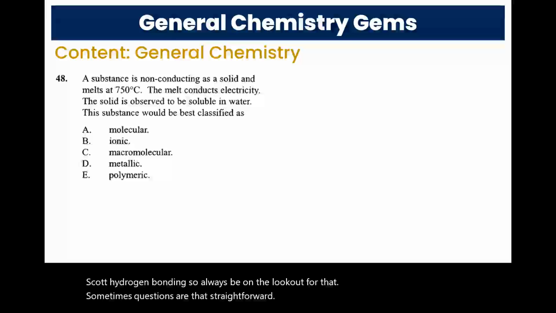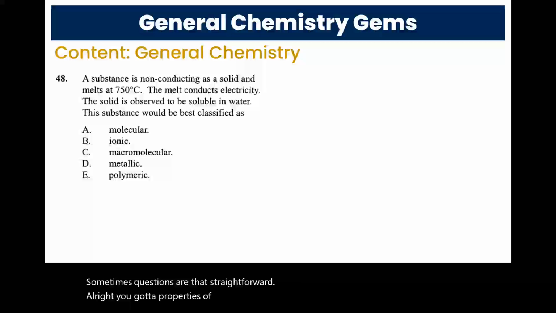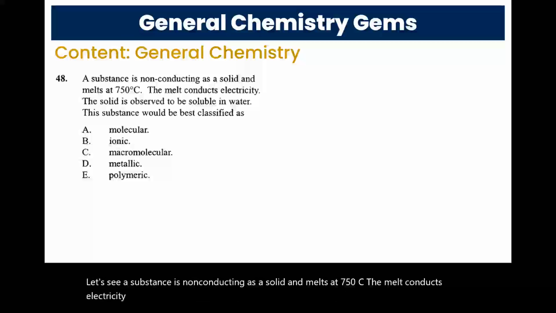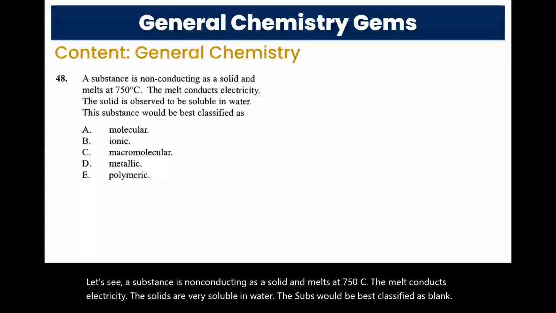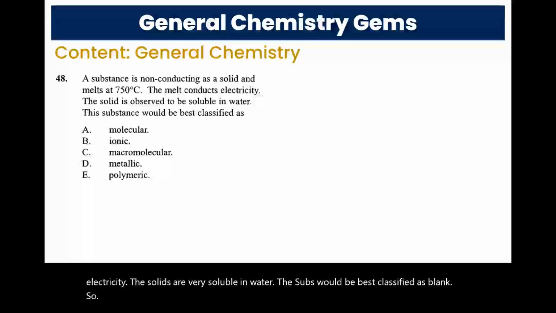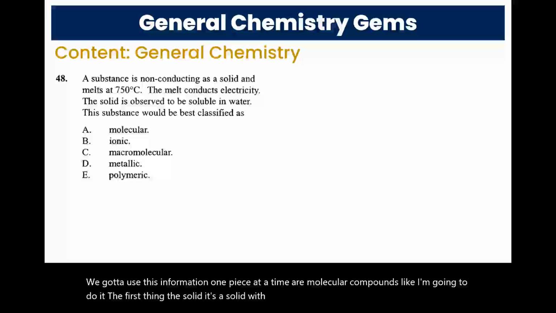All right, you got to know properties of compounds. A substance is non-conducting as a solid and melts at 750 C. The melt conducts electricity. The solid is observed to be soluble in water. The substance would be best classified as blank. So we got to use this information one piece at a time. I'm going to deal with the first thing, the solid. It's a solid with a high melting point. Are molecular compounds usually solids?